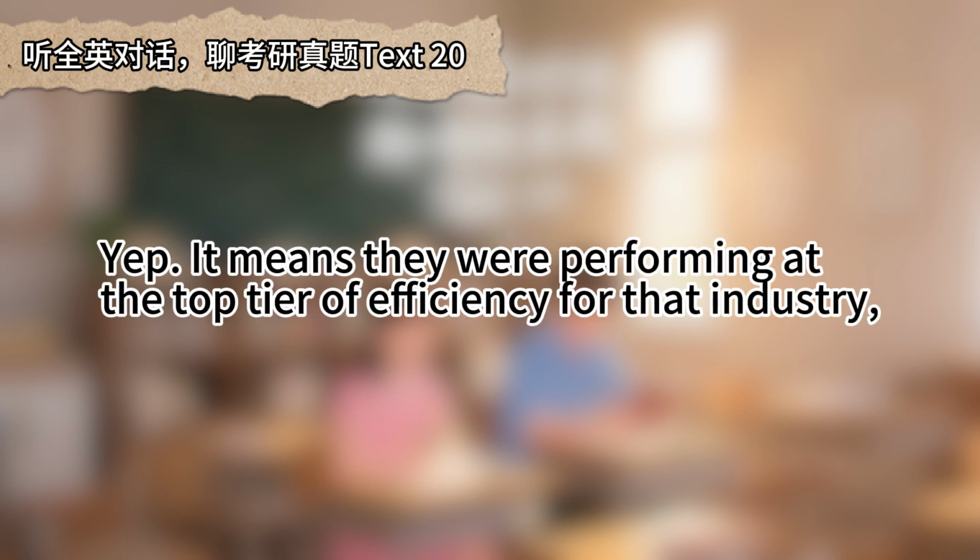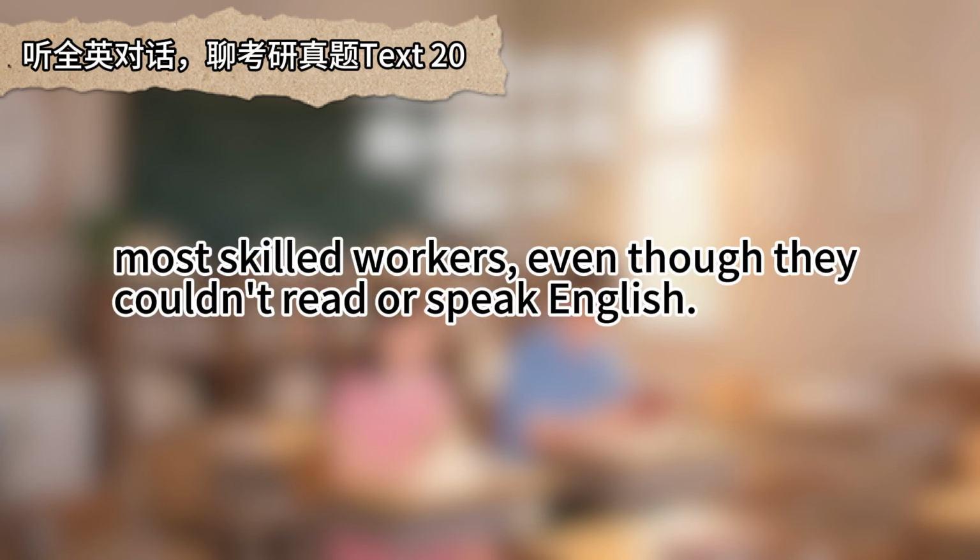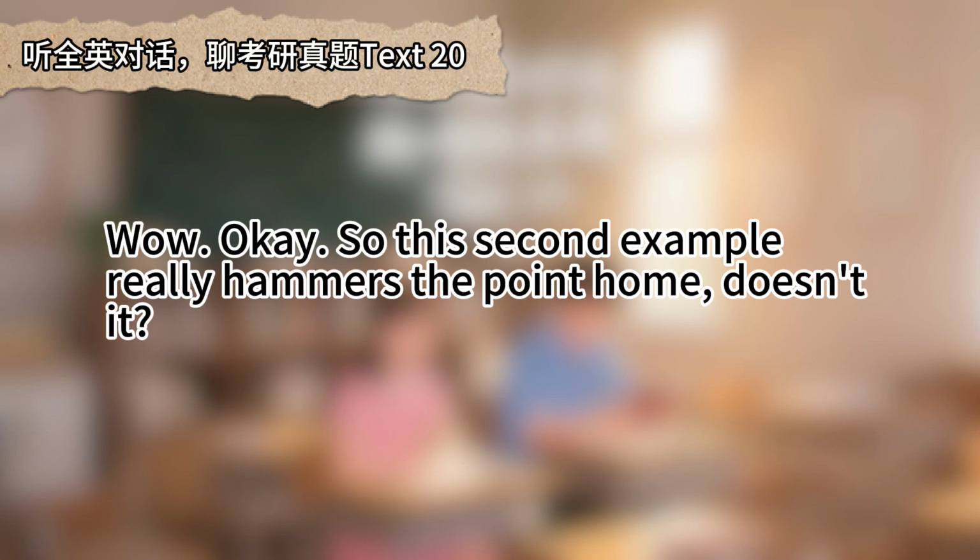It means they were performing at the top tier of efficiency for that industry, the building industry, which the text notes has its own complexity. So comparable to the most skilled workers, even though they couldn't read or speak English. Wow. Okay, so this second example really hammers the point home, doesn't it?